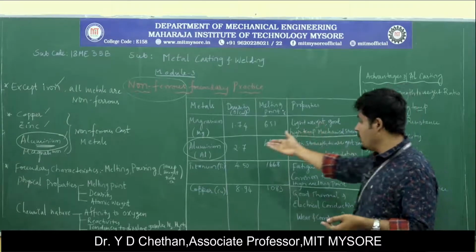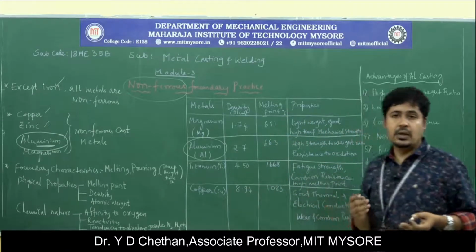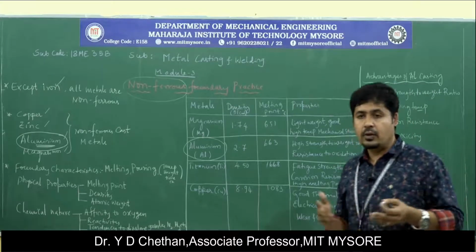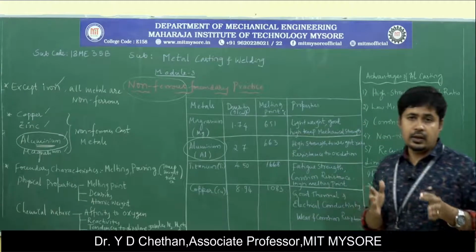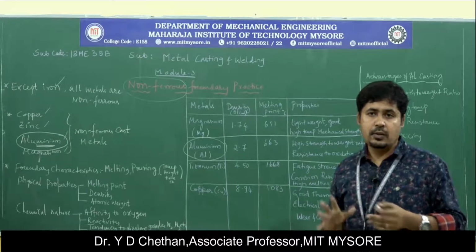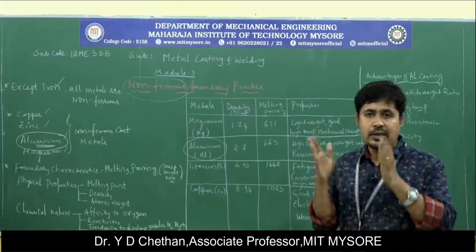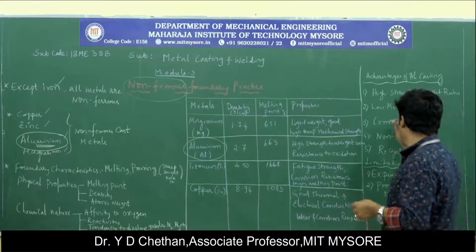And since this aluminum has got a melting temperature of 663 degrees Celsius, the electrical furnace is preferable. Once you prefer the electrical furnace, the pollution related problems could be easily eliminated in an industry. Okay, that is the concept of low melting temperature.